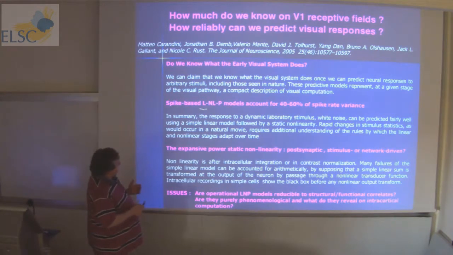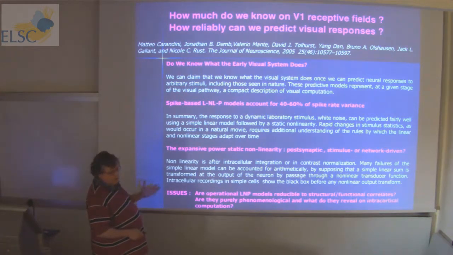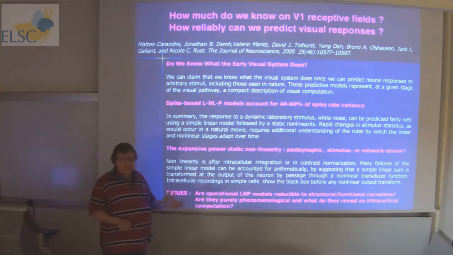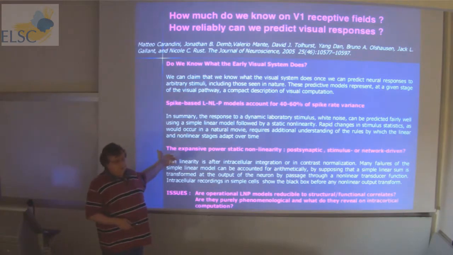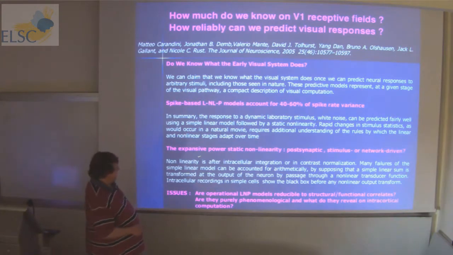Then spike-based LNP models account for 40 to 60% of spike rate variance. So for them, these models are good to predict spikes. So if they are good to predict spikes, that means that they have the mechanism. And my view will be that you need a multi-scale description, and then you will realize that these models fail to predict correctly the membrane potential dynamics.